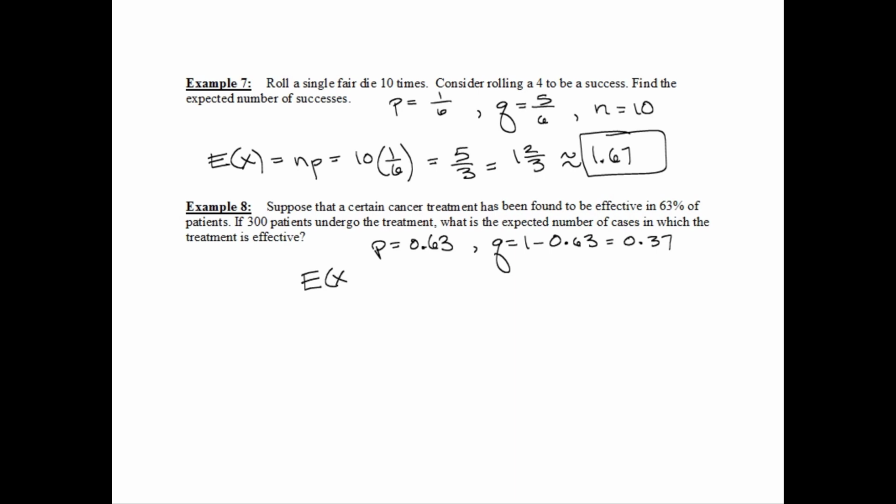So the expected value then will be NP, which will be 300 times 0.63, which will be 189. In other words, we would expect it to be effective in 189 out of those 300 patients.